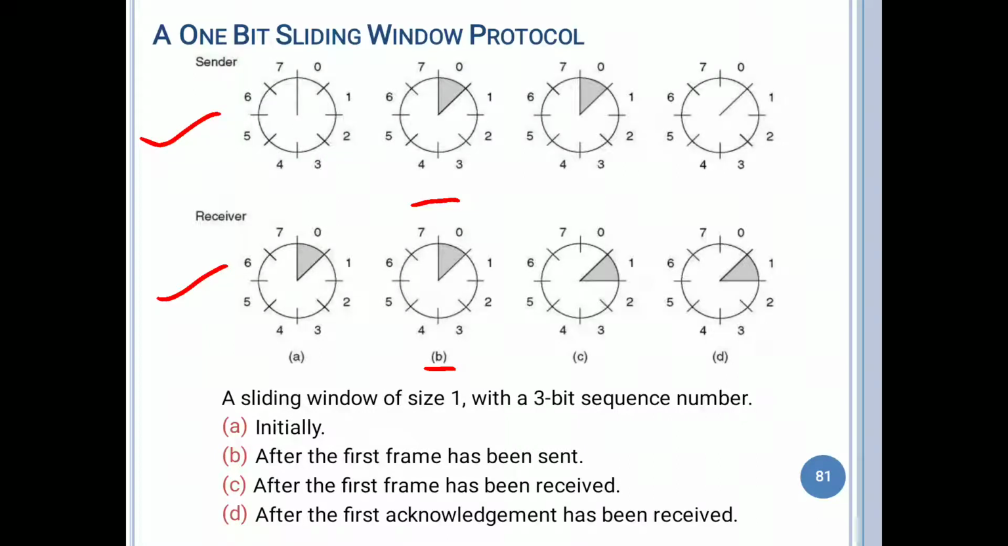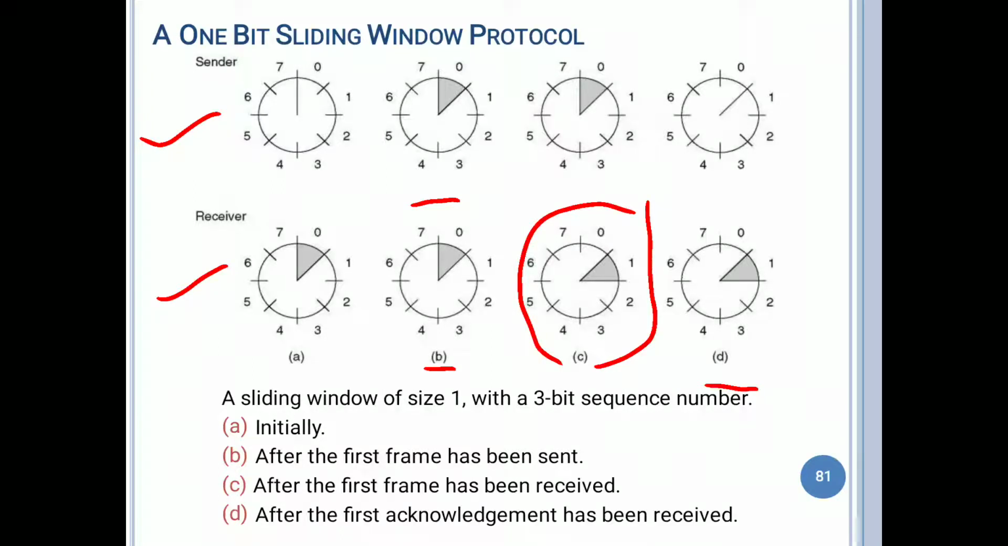After the first frame has been sent, the sender diagram is changed a little bit and the receiver is as it is. Now coming to the next one. In C, after the first frame is sent, the slide is observed here. Initially it is at 0 and now it has changed to 1. Lastly in D, after the first acknowledgement is sent to the sender, it receives the data.